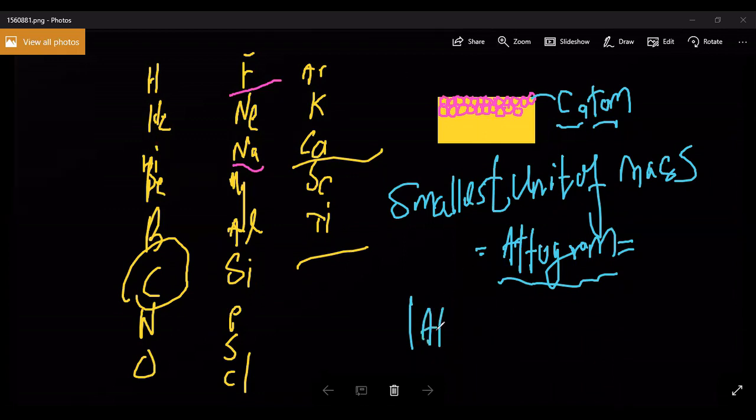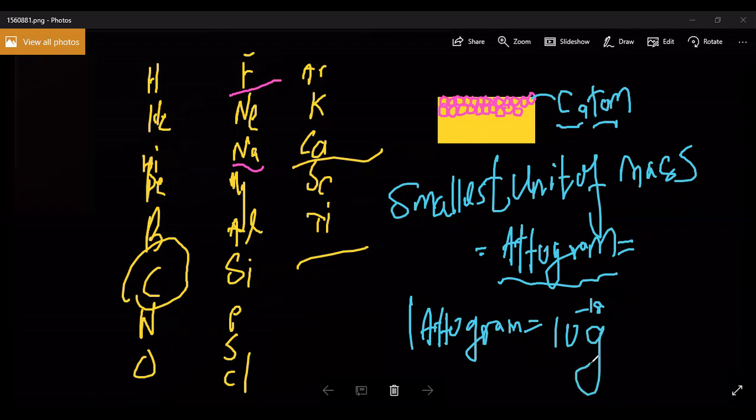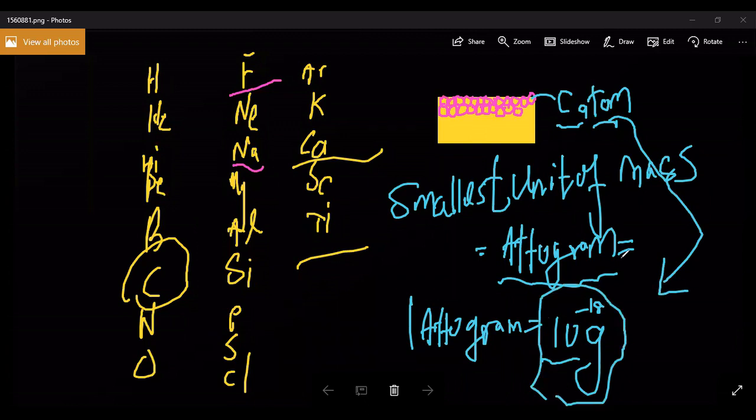1 attogram is equal to 10 to the power minus 18 gram. So one attogram is equal to 10 to the power minus 18 gram, which means this carbon atom's mass is very much smaller than the smallest unit of mass. Remember that. That's an interesting thing.